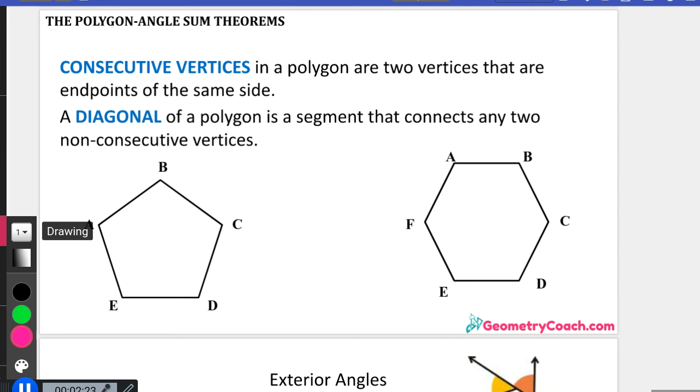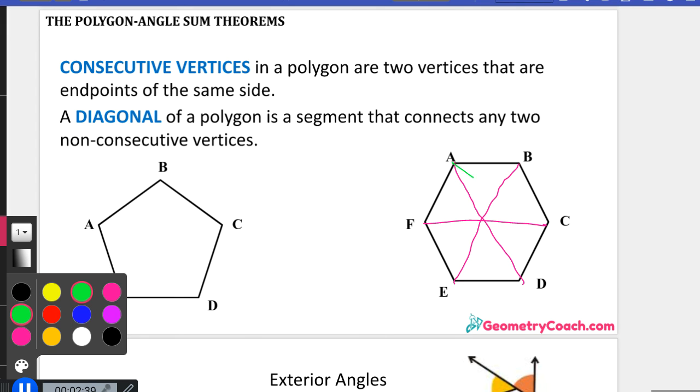And then a diagonal is a segment that connects any two non-consecutive vertices. Now, when most people think of a diagonal, they think, okay, I've got to divide it equally into two. So I've got a couple of diagonal options. Well, that's not the only option there. You can also do something like this. It's any non-consecutive vertices. So I can connect these all over the place.